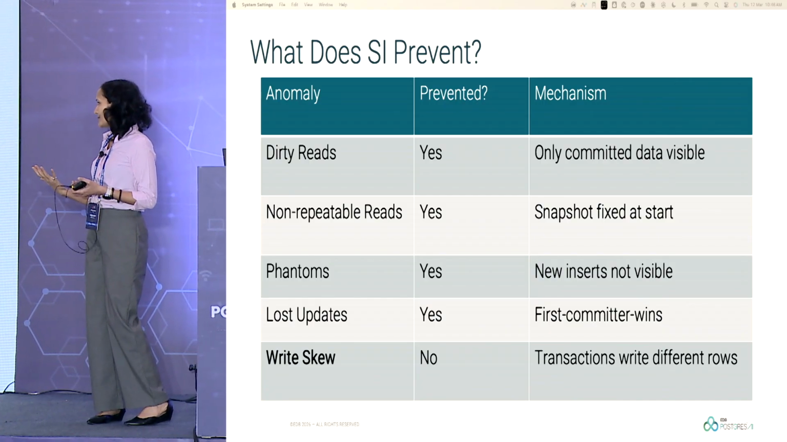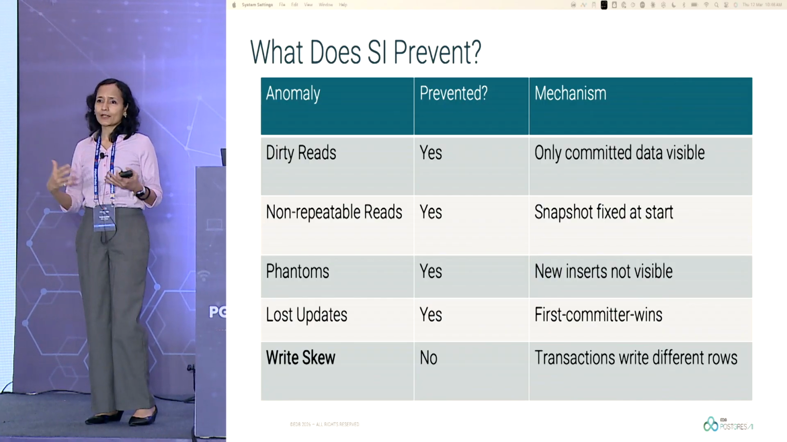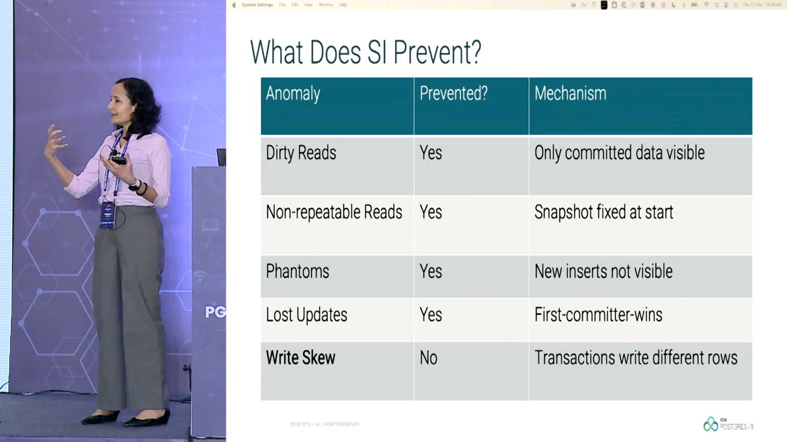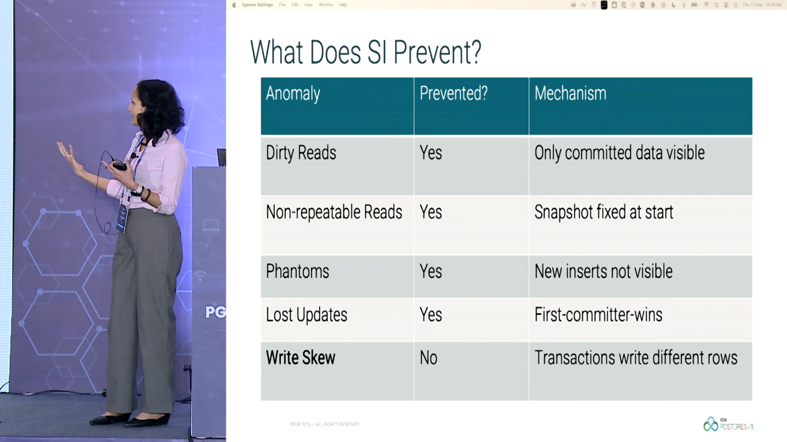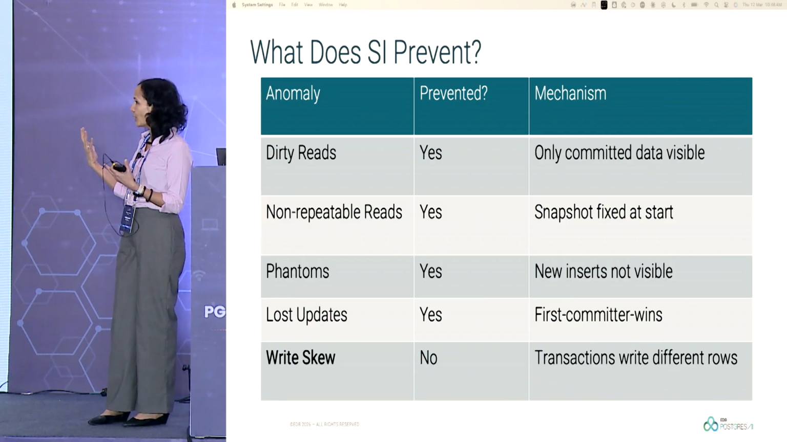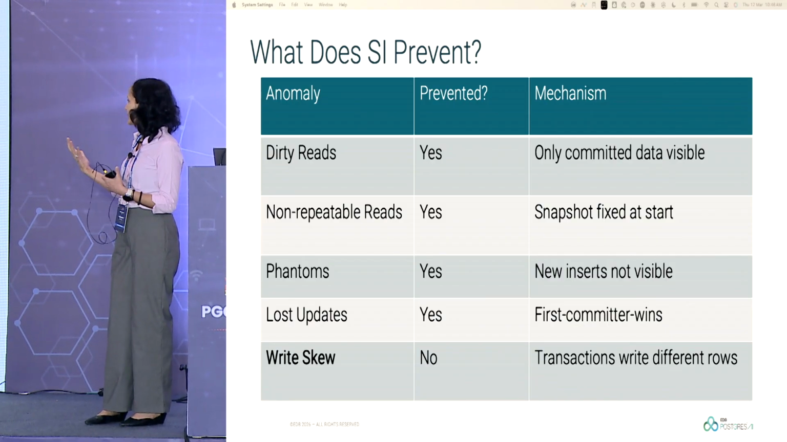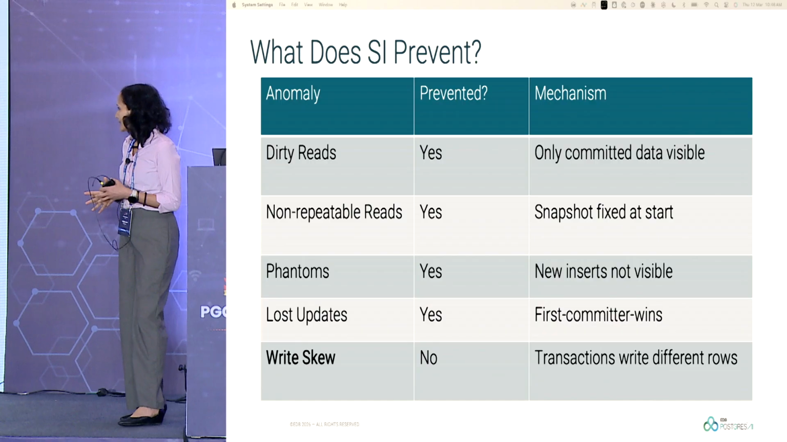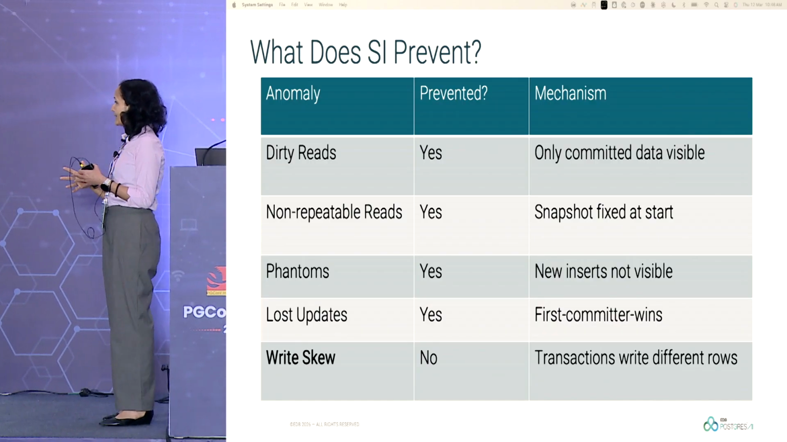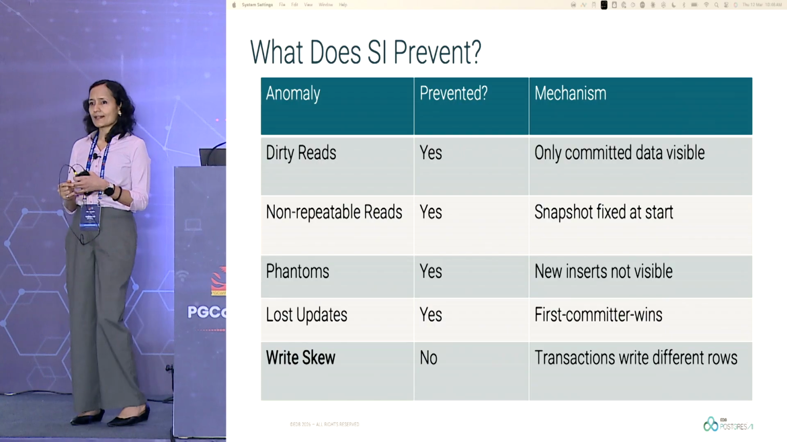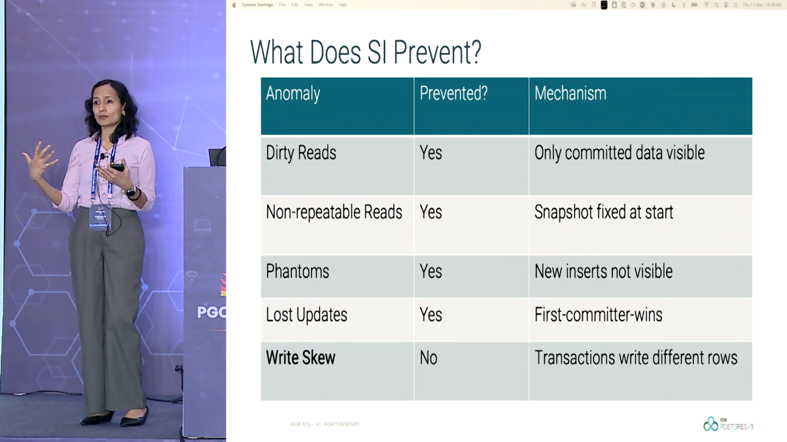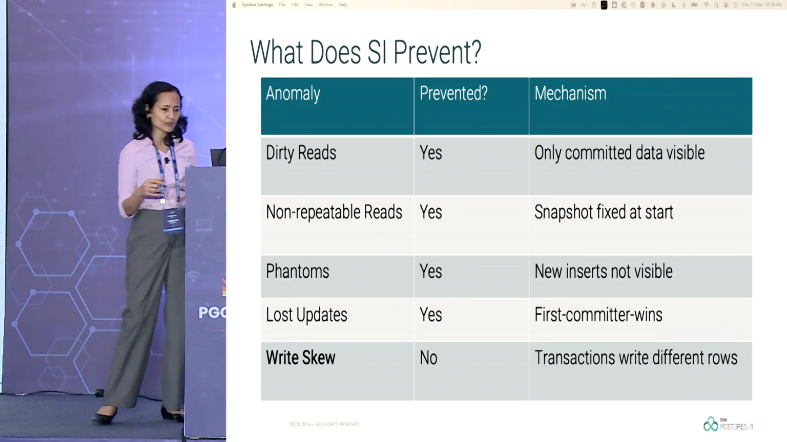And lost updates. So we don't have lost updates because it locks the row being updated. So if another query is updating that row, it would block. And if the first transaction commits, the first committer wins. But what SI does not prevent is an anomaly called write skew. And this is when transactions read the same data, but they could be writing different data. And we'll see an example of this.